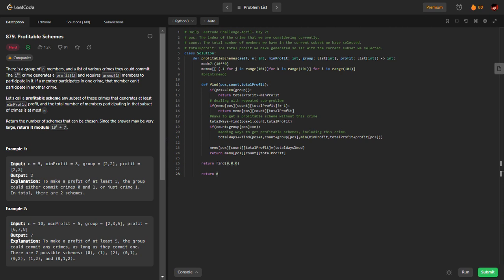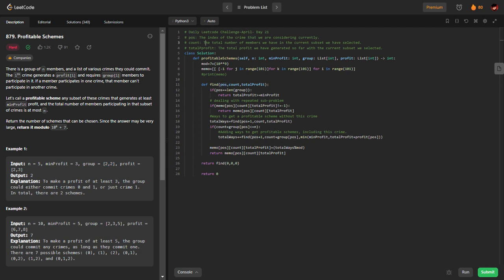I am going to use a three-dimensional data structure, a three-dimensional list or array, for finding or storing the answer. These are going to be some of the parameters. Let me explain them first. Pos means it's a short form of position. It's the index of the crime that we are considering currently. Which index are we considering currently? That is the index. You can call it index as well, but in my answer, I'm using it as pos, position.